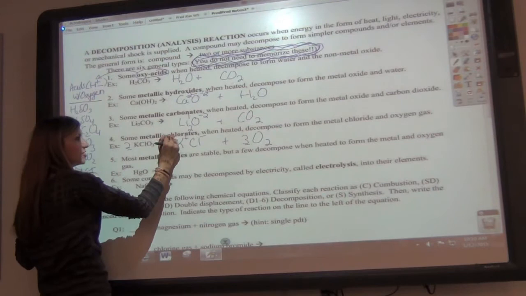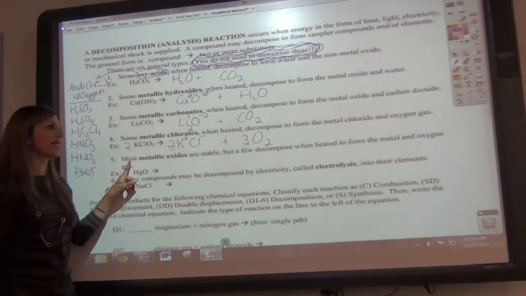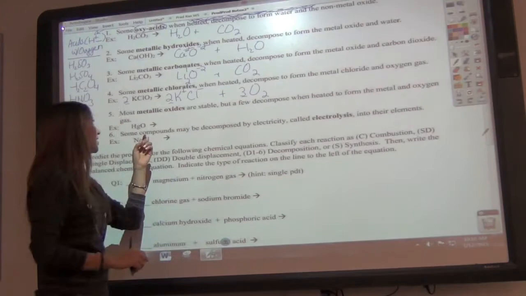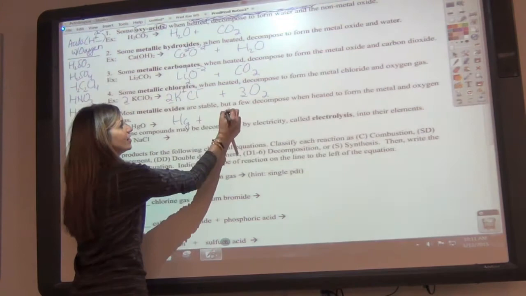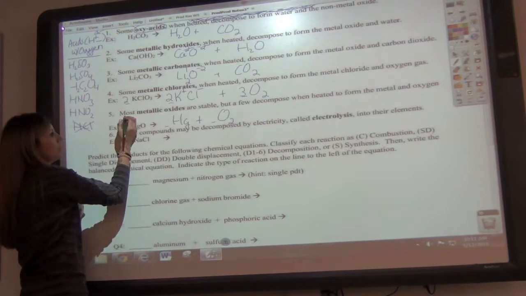All right, last two. Metallic oxides, most of them are stable, but some of them will decompose when you heat them to form the metal and oxygen gas. What's the metal in this case? Hg. And what's oxygen gas? O2. And then we're just going to balance it. One Hg, one Hg, one O, two O's. So I need a two in front of there, and then that makes it a two in front of there.